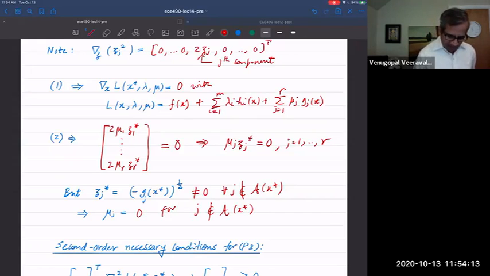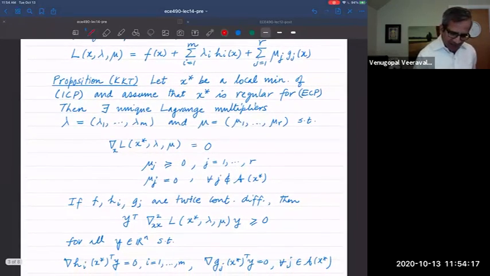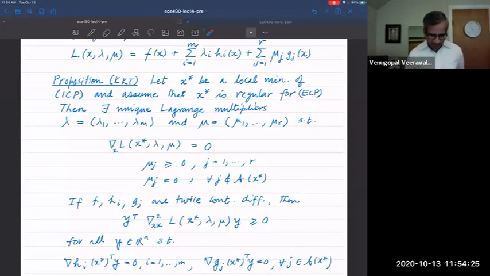So now let's go back to the statement of KKT. We've established this part. Okay, so we've established this. Now let's get to this part. Everyone with me so far? Yeah. Okay, so to establish this part, that the mu j's have to be non-negative.